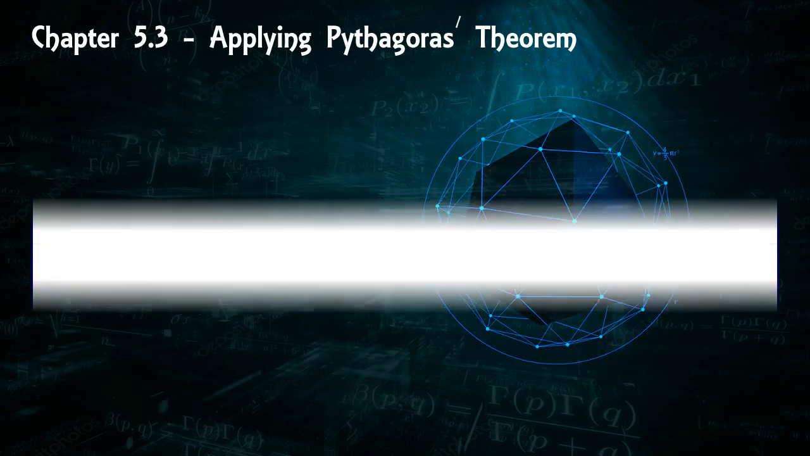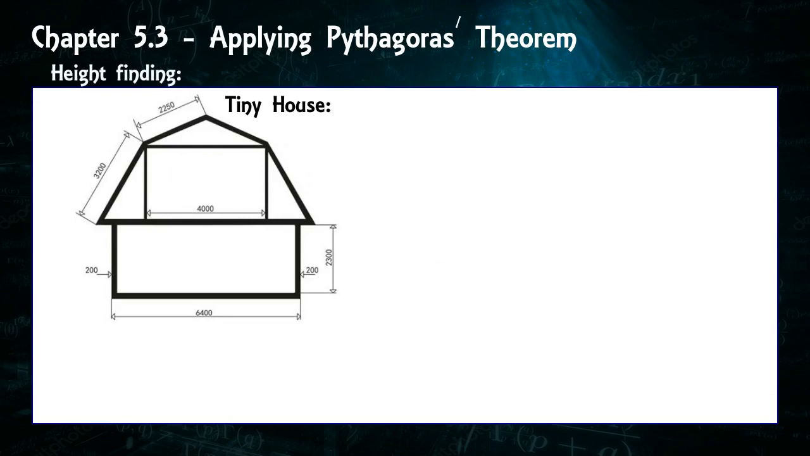Then take a look at this picture. Clark and Lois want to buy a tiny house. They settle on a gambrel design. That's a type of roof as shown in the picture. Your assignment, should you accept, is to calculate the height of the house. Good luck!